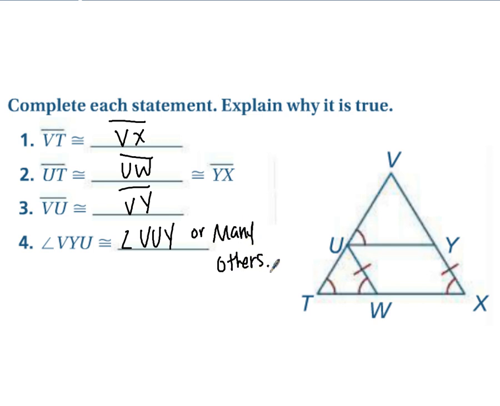Okay. 1, VT, this is the big long side, is congruent to VX. UT is congruent, it says, to YX. We match up sides, that also means UV, VU is congruent to VY.